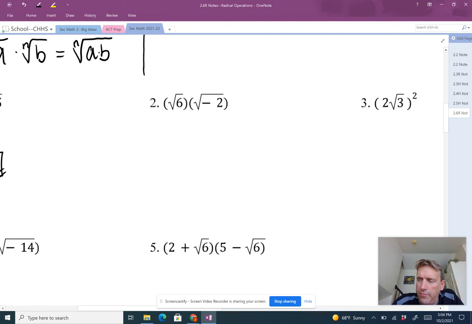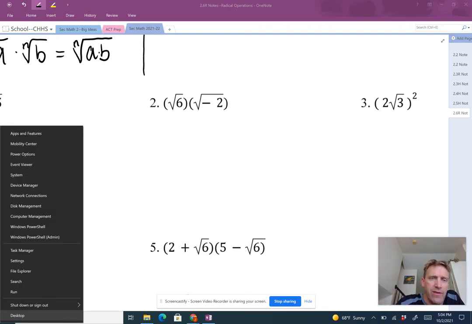Number 2, we've got the square root of 6 times the square root of negative 2. Now, you got to be careful with this square root of negative 2, because a negative times a negative is a positive, and a positive times a positive is positive. And so there's no real number that you can multiply by itself to get a negative number. And so the square root of a negative number has an imaginary i that comes out.